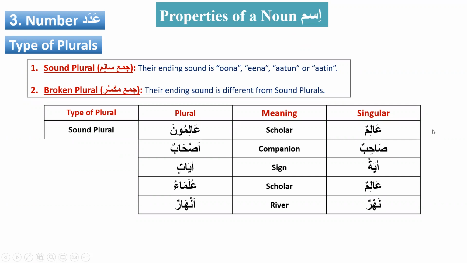Now I go to Ashab. It's a broken plural also. Why? Because it doesn't have una, ina, atun, or atin in the end. Very good. Ashabun means companions, and it is a broken plural. Next word.